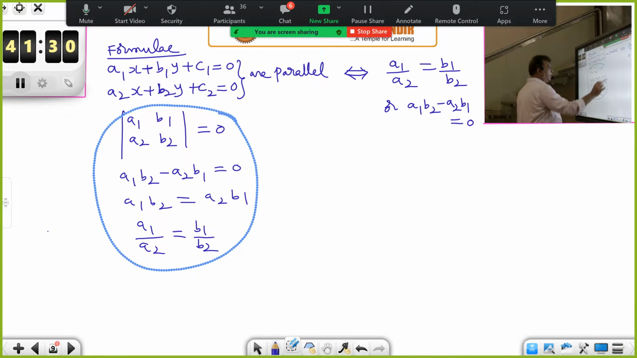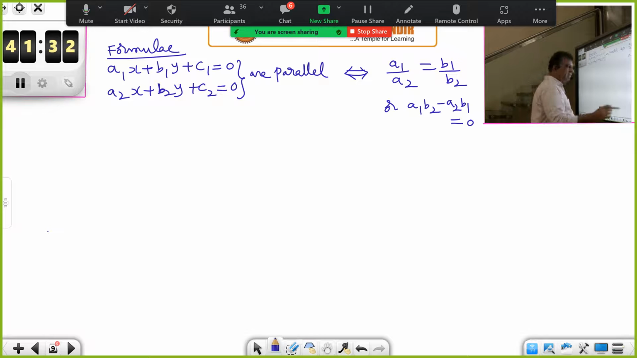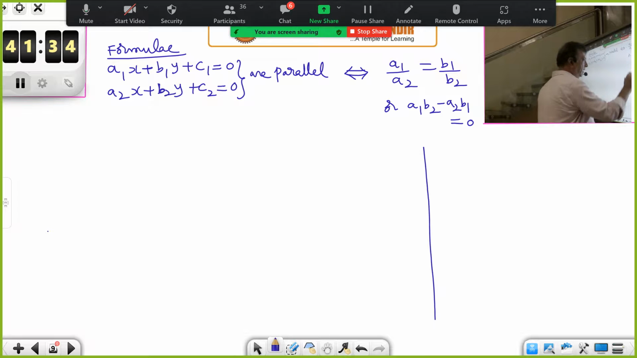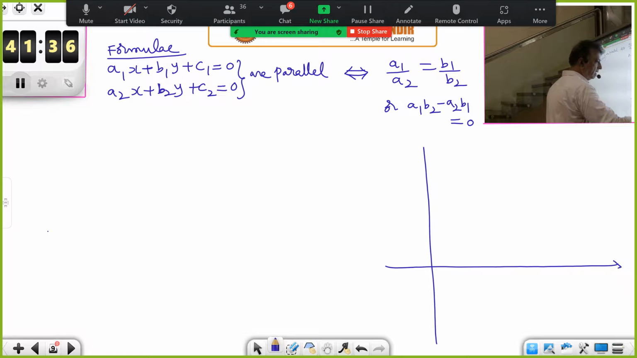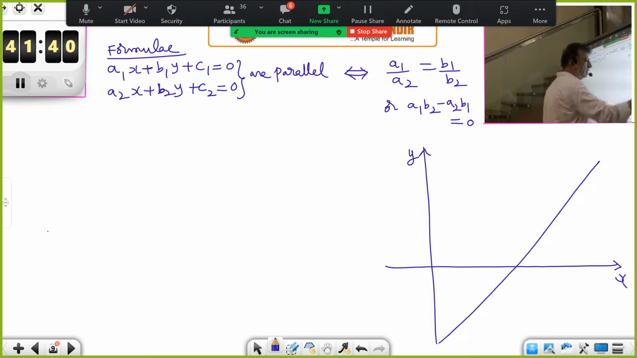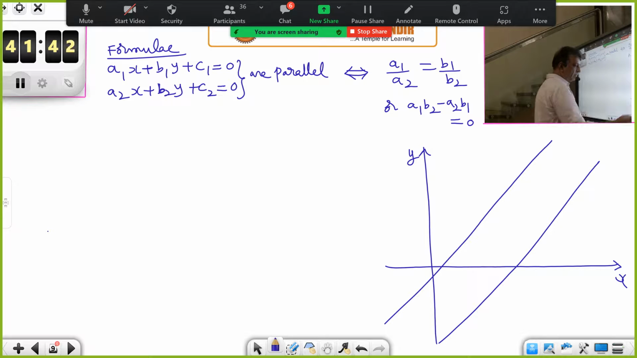So how do you prove this? Two lines are parallel if their slopes are equal. Is it not? See, this is the x-axis and y-axis. Parallel lines have the same inclination because corresponding angles are equal, theta, theta. So tan theta will be equal. So slopes m1 and m2 must be equal for parallel lines.